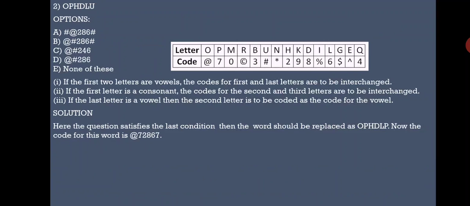Similarly, second question O, P, H, D, L, U. So we need to check whether the question satisfies any conditions. Here the 3 conditions are given. If the first 2 letters are vowels, the codes of the first and last letters will be interchanged. If the first letter is a consonant, the codes for the second and third letters are to be interchanged. If the last letter is a vowel, then the second letter is to be coded as the code for the vowel. Here the question satisfies the last condition. Here the last letter is a vowel. So the second letter is coded to the code for the vowel. Second letter is P. So after the replacement, the code will be written as O, P, H, D, L, P. Now write the code for each letter from the table.